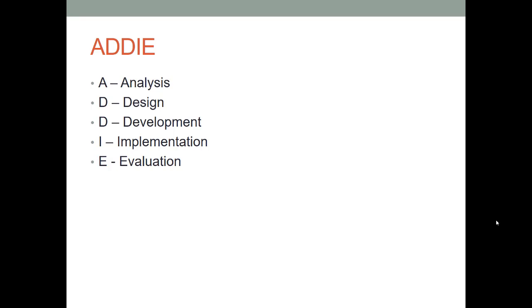Later we will talk about the Kirkpatrick model, which has 4 different levels of evaluation, but the basic one is, obviously, we're going to evaluate the learner. Did the transfer of knowledge take place, and how effectively did it happen?